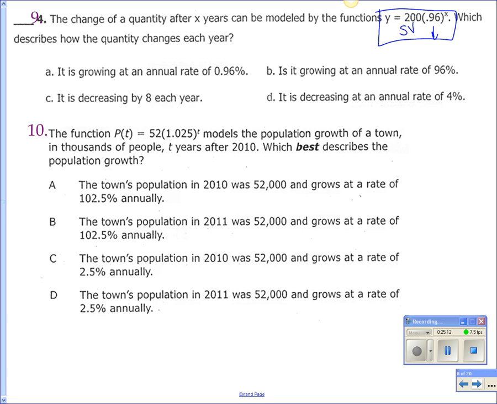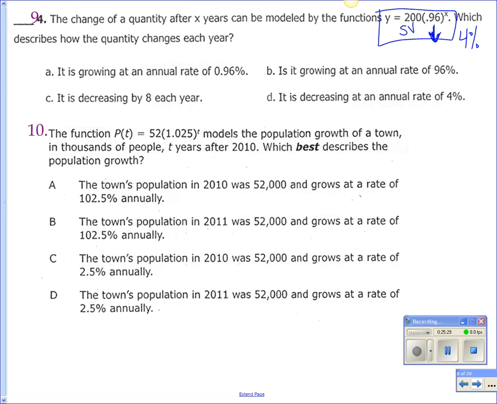What are we getting, a positive or a negative? A negative, which means it's going down. And what else are you getting? What number? What is that as a percent? 4%. Okay, so let's see.